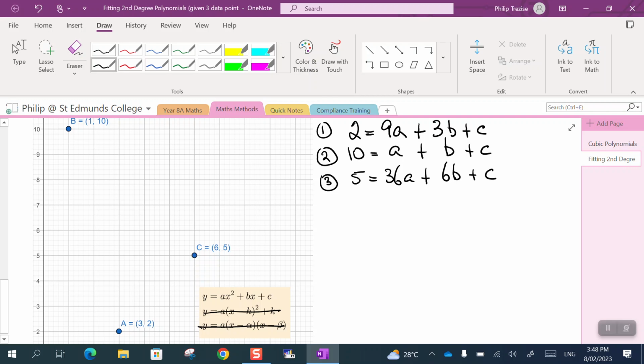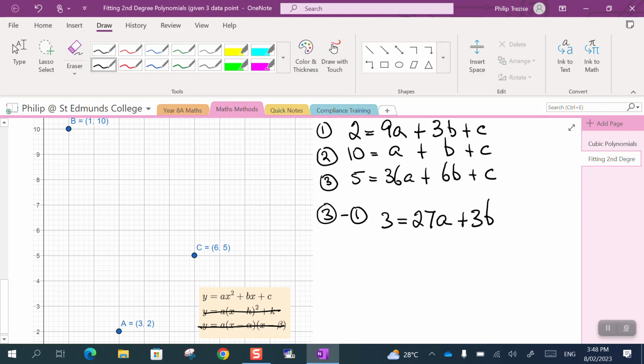Now for this one, we're going to have to use simultaneous equations, 3 unknowns, and I'll do the elimination method. I noticed that the value, or the pronumeral c, is the same in each one. So I could eliminate c if I did something like equation 3 subtract equation 1. I'll start here. So 5 take away 2 gives me a 3. 36a take away 9a, that would be 27a. 6b take away 3b is 3b, and c take away c is gone.